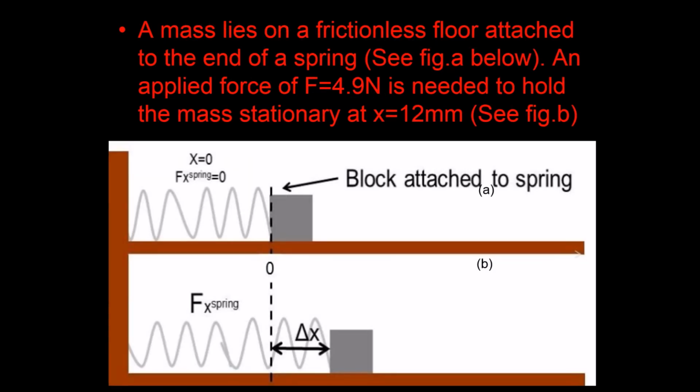So here we have a mass that's lying again on a frictionless floor, a mu equals 0 floor, and is attached to the end of a spring, as shown here. We now have an applied force of 4.9 newtons that's needed to hold this block steady. So imagine a hand from the previous lecture. The mass is stationary at delta x of 12 millimeters.